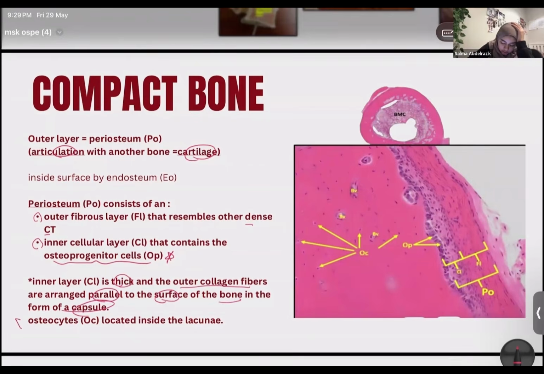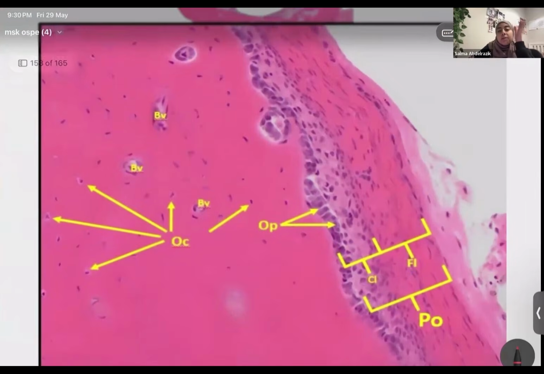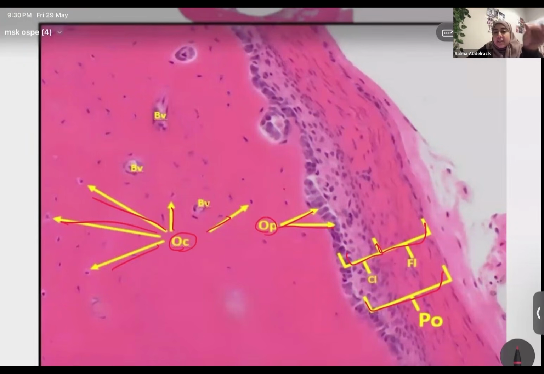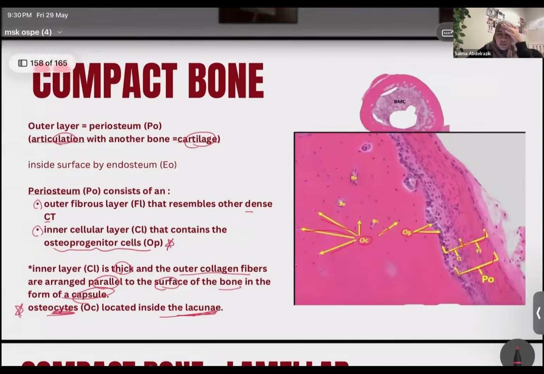We said the osteocytes are located inside the lacuna. Don't care about all this. Let's focus on the slide because that's what's important in histology. Periosteum, you have the fibrous layer, cellular layer. Cool. OP, osteoprogenitor cells. OC, osteocytes. BV is blood vessel. And this is it, guys. This is literally it for the slide. Just have to know what is going on.